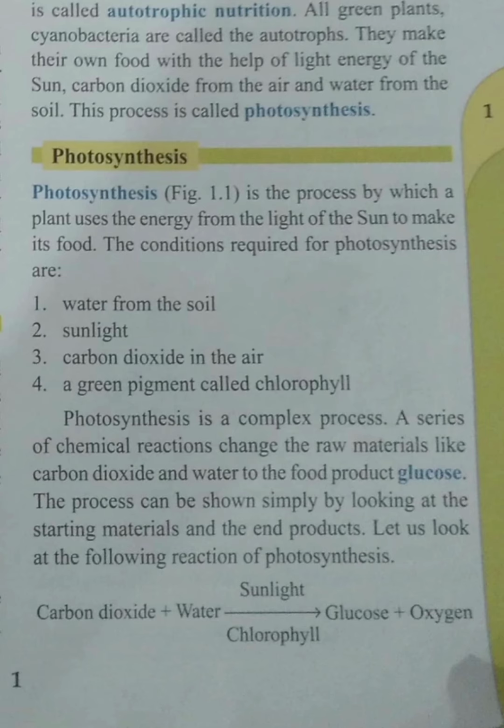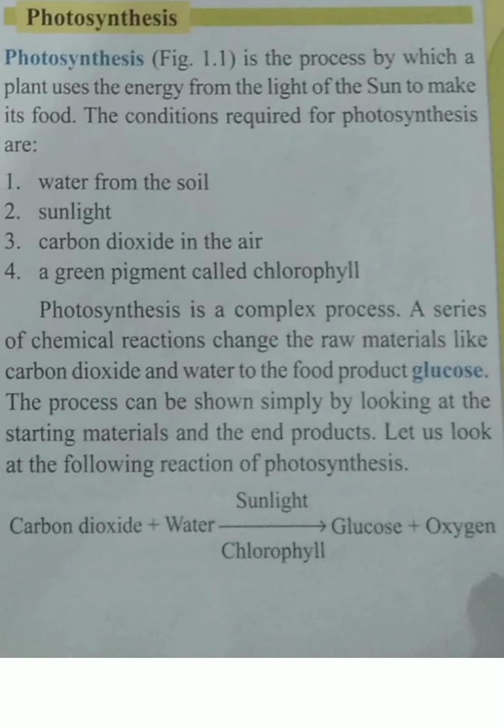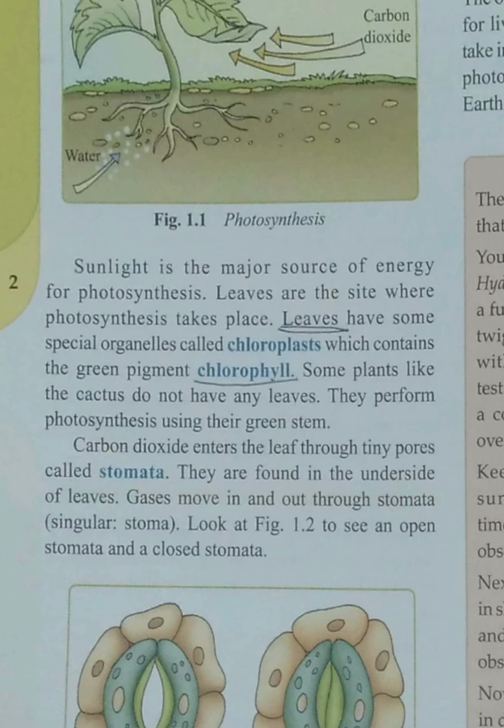The process can be shown simply by looking at the starting materials and the end products. Let us look at the following reaction of photosynthesis. This is the chemical equation of photosynthesis: carbon dioxide plus water, in the presence of sunlight and chlorophyll, gives the end products glucose plus oxygen. Sunlight is the major source of energy for photosynthesis. Leaves are the site where photosynthesis takes place.